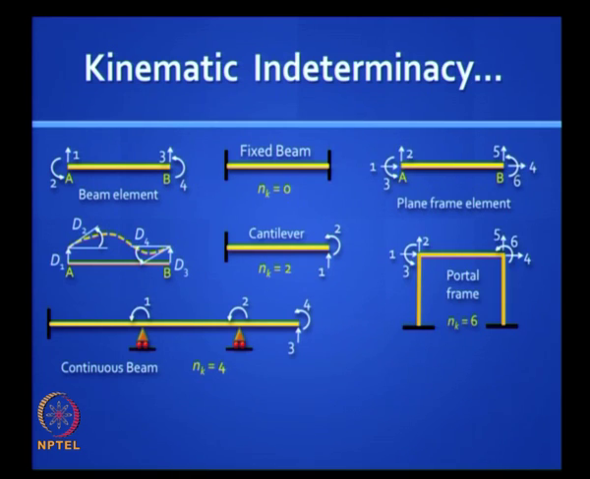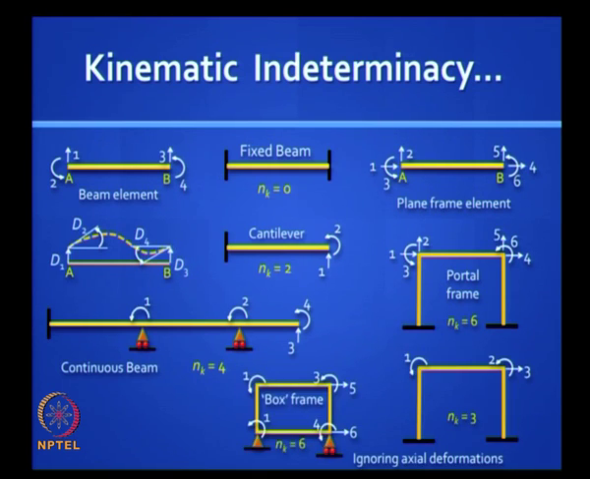A plane frame element is a kind of a combination of a truss element and a beam element, so you have 6 degrees of freedom, 2 independent translations and 1 rotation at each end. For example, if you have that portal frame, single bay, single storied, with the base fixed, the kinematic indeterminacy would be 6.